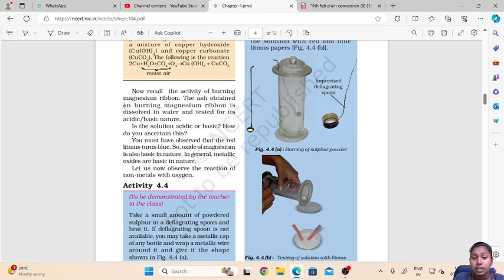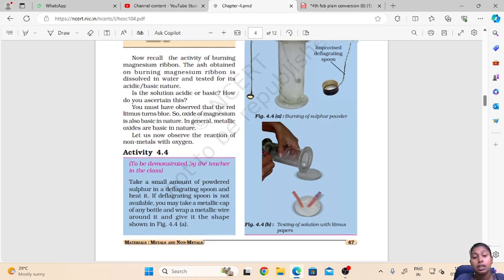So as I told you about the burning of magnesium ribbon, the ash obtained on the burning. When you burn a magnesium ribbon, you get a white color powder, right? That powder, when dissolved in water and tested for its acidic or basic nature, the litmus paper turns blue. So when a litmus paper turns blue, what does it indicate? It indicates that the substance is basic in nature. So hence all the metallic oxides that are formed are basic in nature.